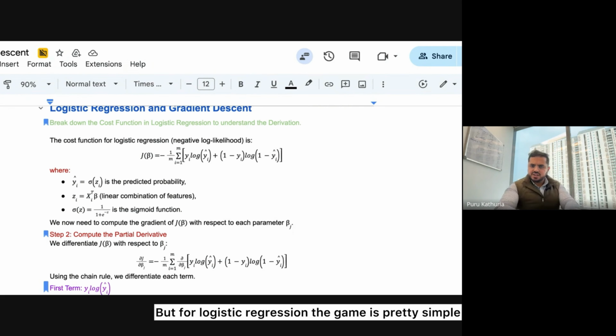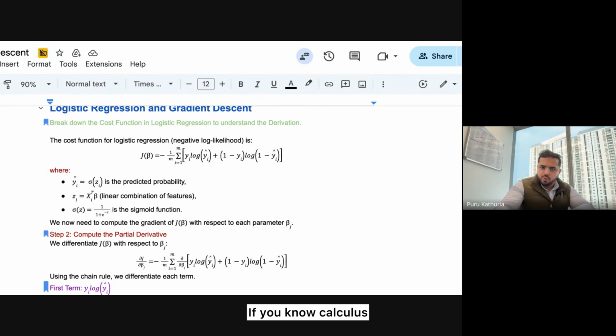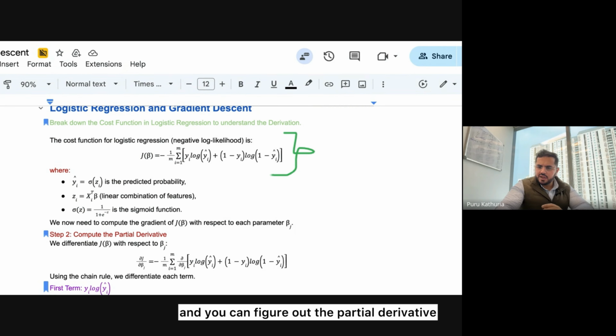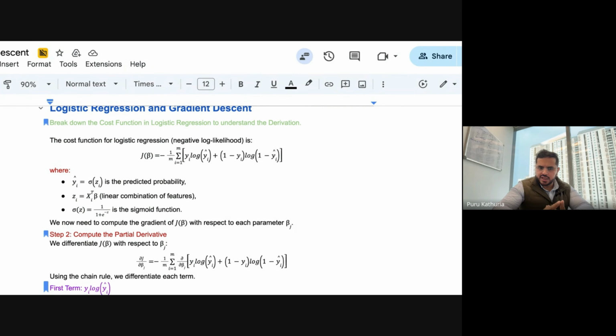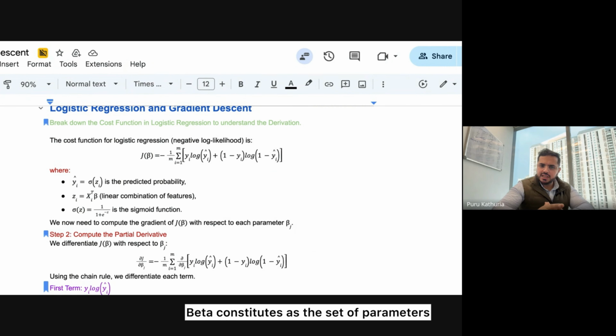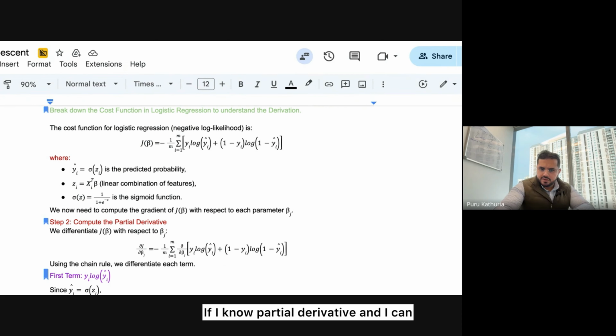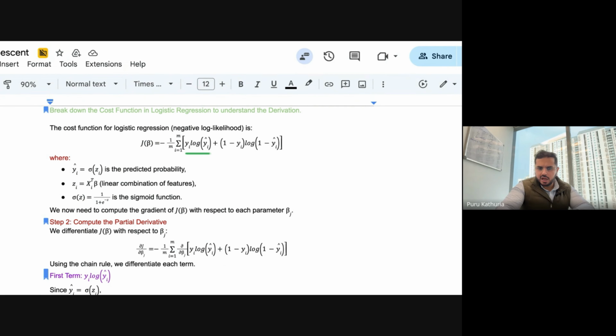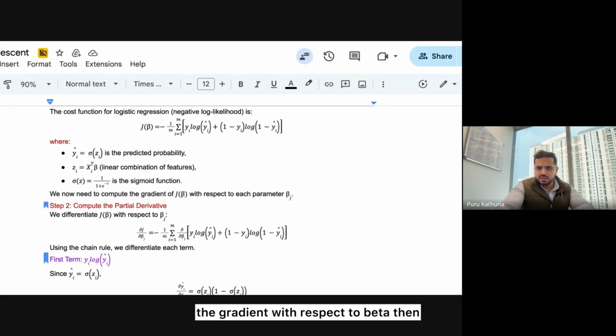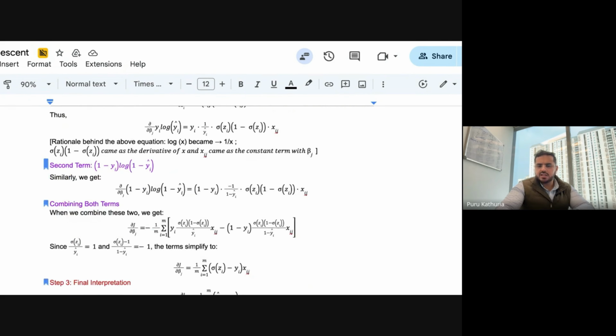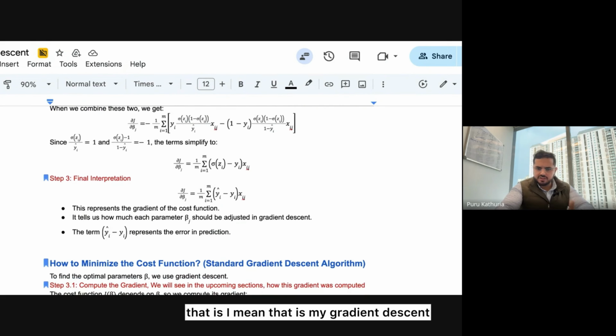But for logistic regression, the game is pretty simple. If you know calculus and you can figure out the partial derivative of this cost function with respect to beta, right? Now, what is beta? Beta constitutes the set of parameters. If I can compute the partial derivative of the first term and the second term, and I can compute the gradient with respect to beta, then that is my gradient descent.